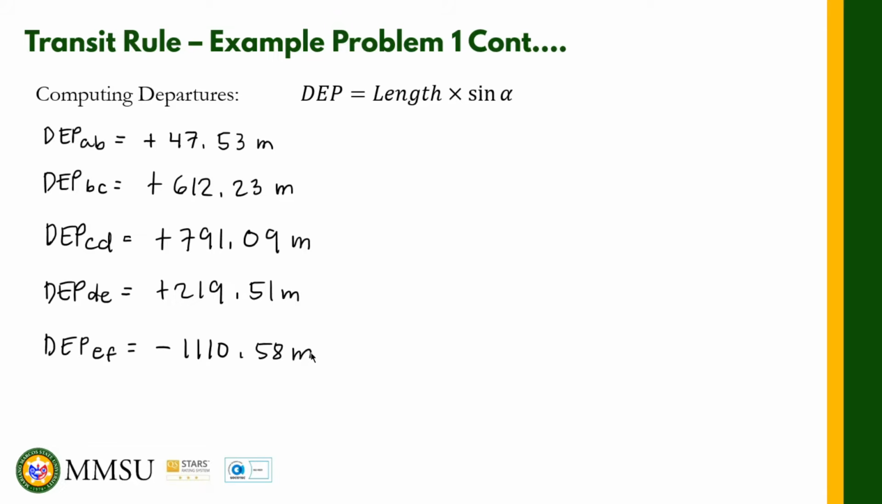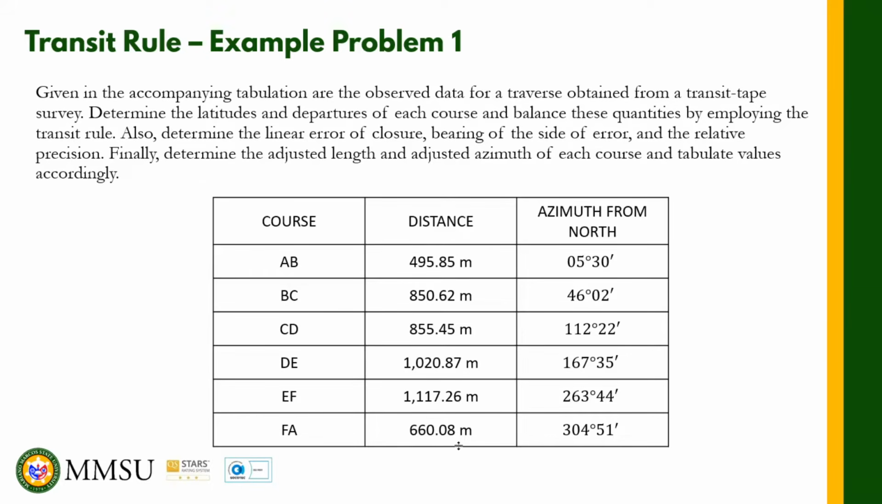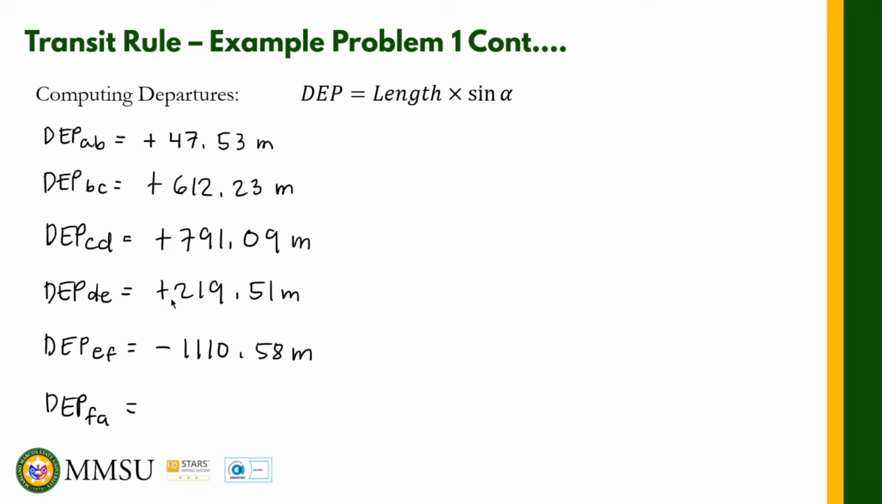1110.58 meters. And then finally, for the last course FA, the departure of course FA is equal to 660.08 meters multiplied by the sine of 304 degrees 51 minutes, and we should come up with negative 541.70 meters. Okay, so these are the computed departures of each course on the closed traverse.